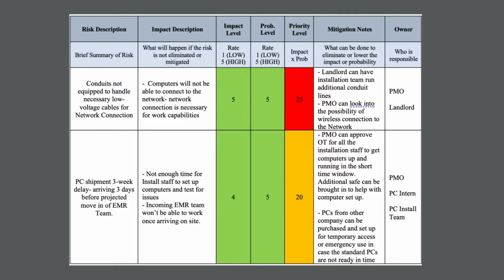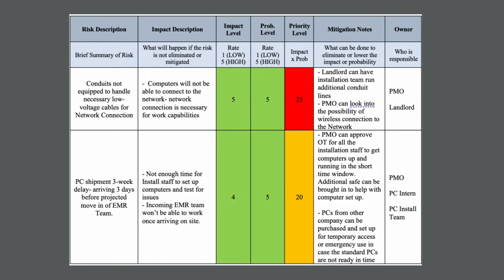If the staff can't work, probability level is high because, again, we have been told that this is an actual delay. One way that we can probably avoid this or find a workaround is maybe the PMO can approve overtime for all the installation staff to get the computers up and running in the short time window. And maybe additional staff can be brought in to help with the computer setup. Another alternative could be that PCs from the other company could be purchased and set up for temporary access or emergency use in case the standard PCs are not ready in time. So that could be a workaround.